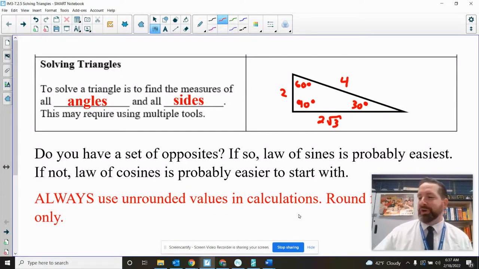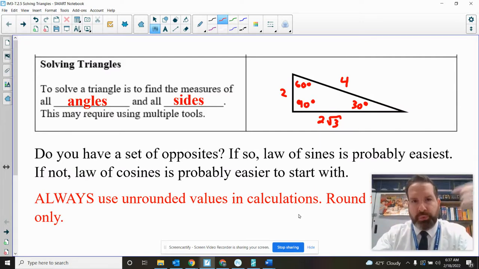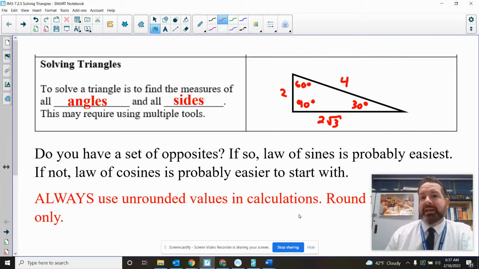It is time to put it all together and see what we have going on. To solve a triangle is to use the tools that we have to find the measures of all three sides and the measures of all three angles. So here's an example of a solved triangle because all the side lengths are given and all the angle measures are given.